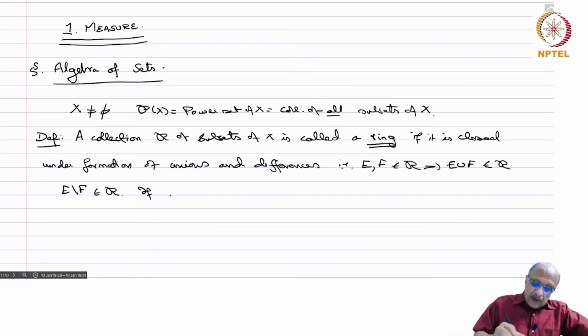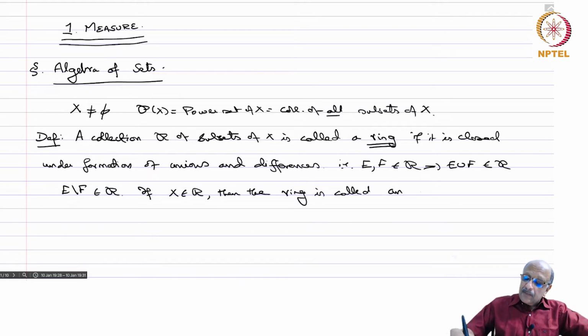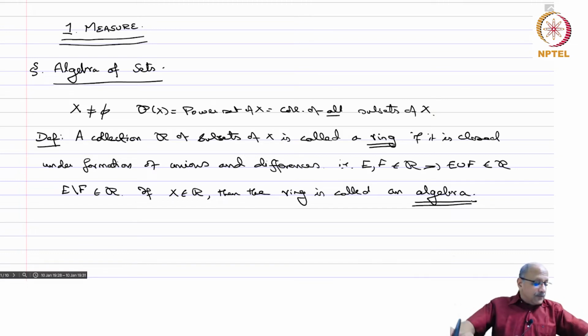If X belongs to R, then the ring is called an algebra. So the algebra is nothing but a ring where the whole set itself belongs. So okay, now we have a series of remarks.